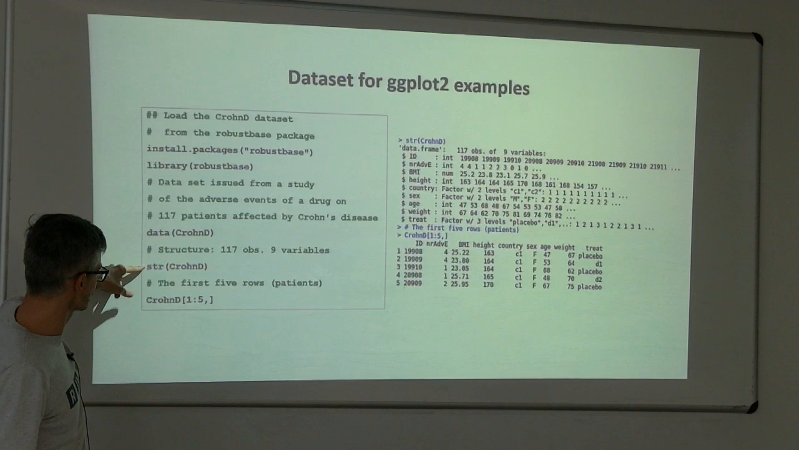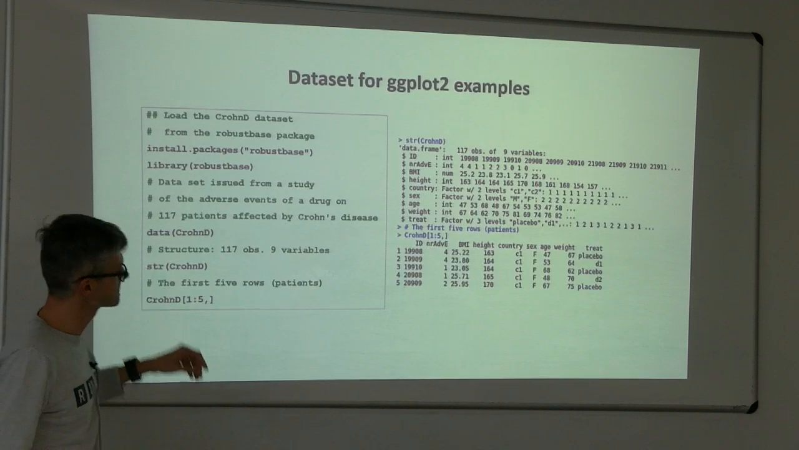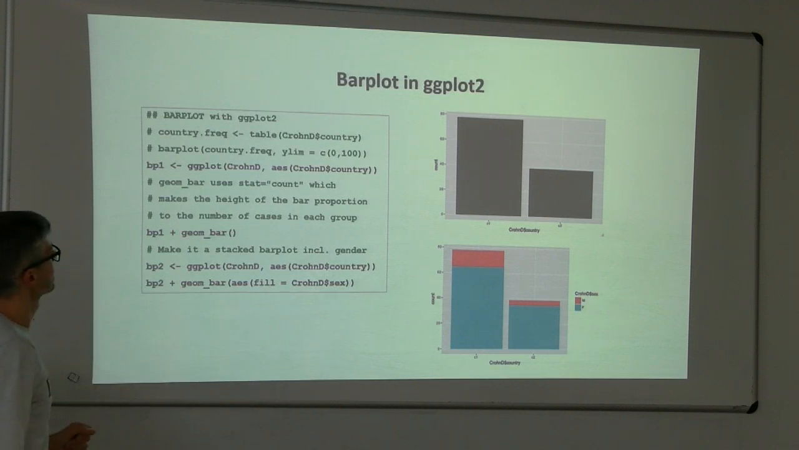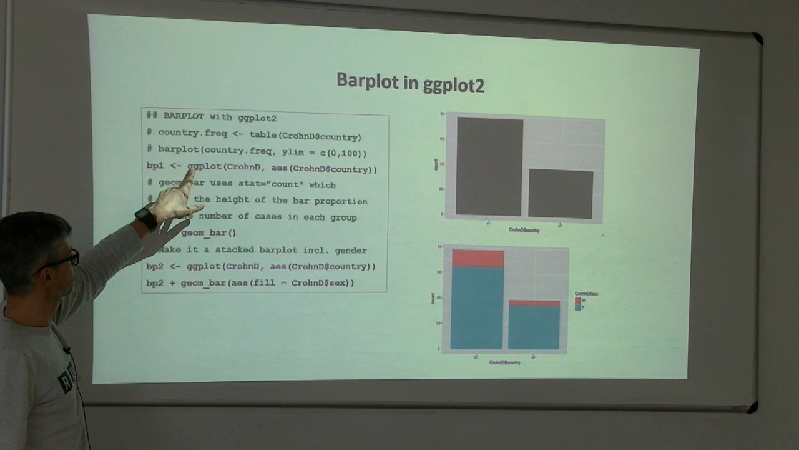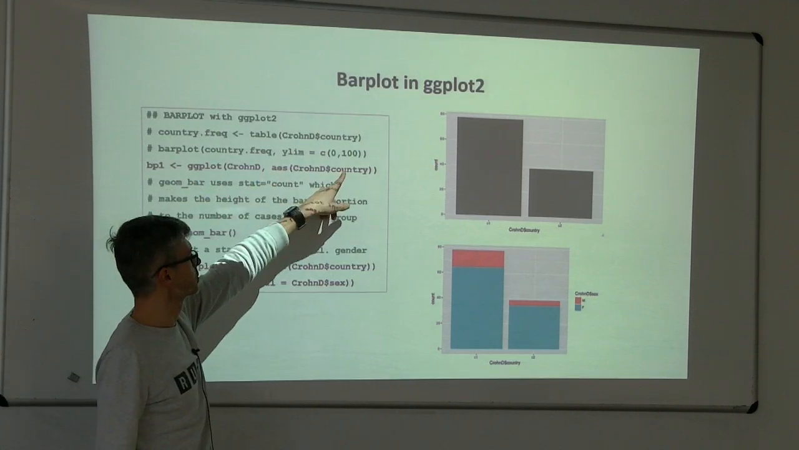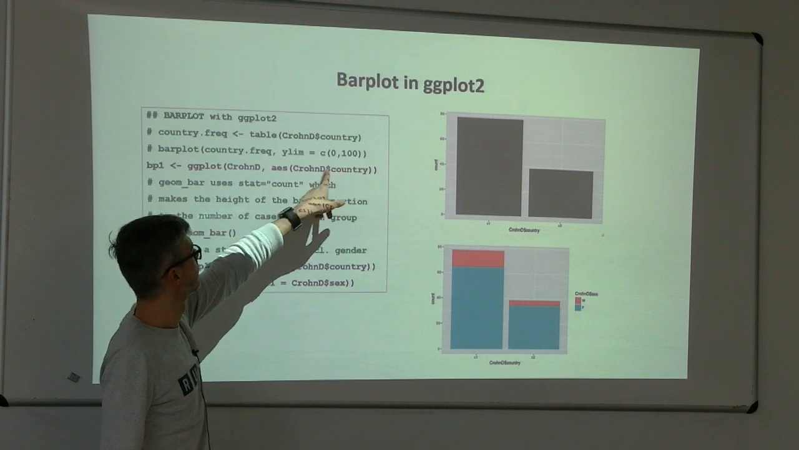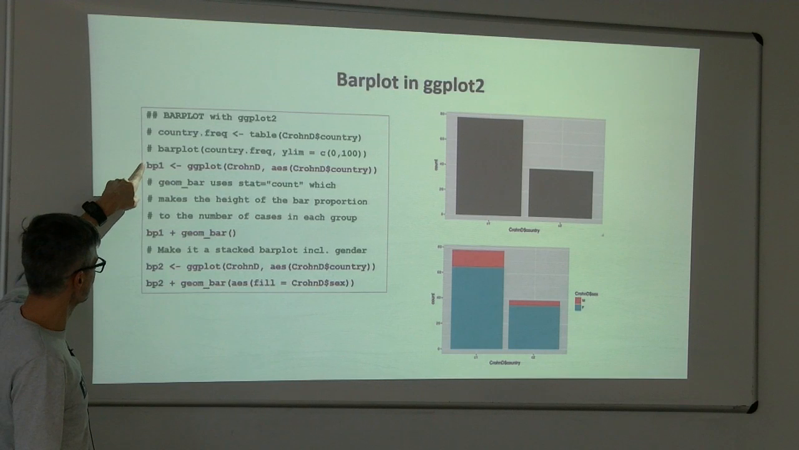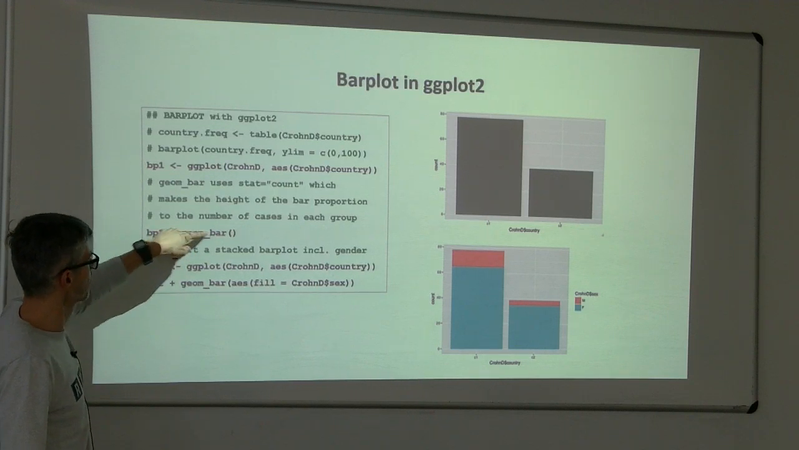So in this case you ask for the structure, first 5 rows, so you should know how to use this by now. And then let's say we want to use a bar plot. How do we do this? ggplot, the data set, the aesthetic mappings. We want to use the country column. We put that in BP1, assigned to bar plot 1. And then we add the geom bar.